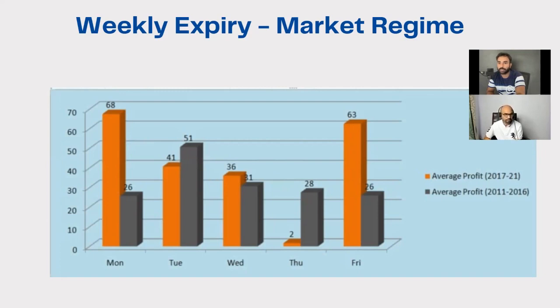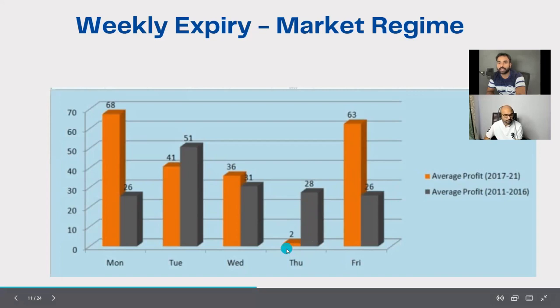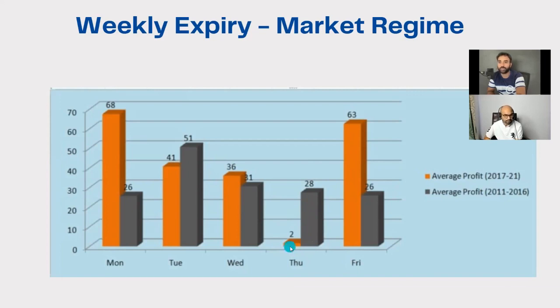In this case, the orange refers to the points it made between 2017 and 2021. The black refers to the same profits made between 2011 and 2016. So before weekly expiry, after weekly expiry. The interesting observation is, after the introduction of weekly expiry, starting from 2017 onwards, the average profit per trade on Thursdays, on expiry days, drastically and significantly reduced to 2, which is almost flat, because the market did not make much move on expiry days.